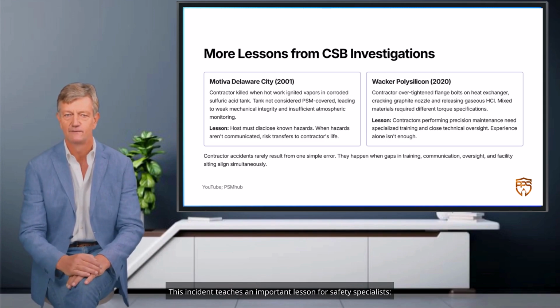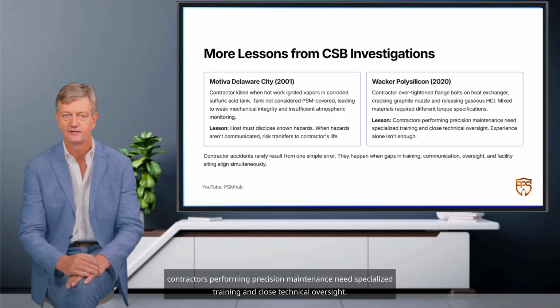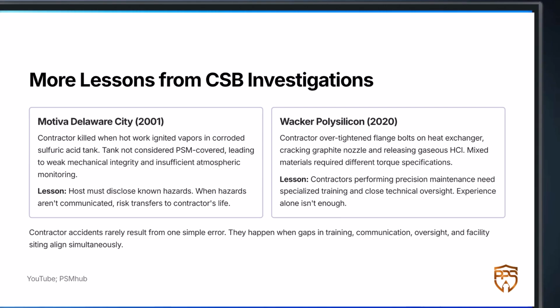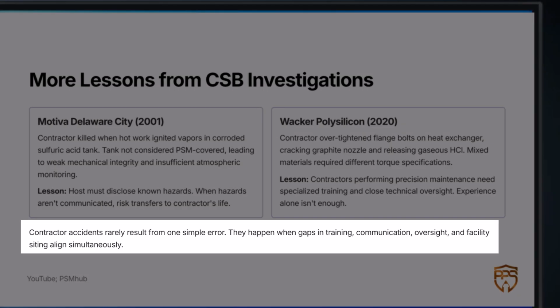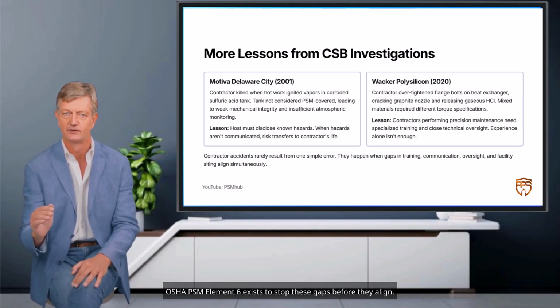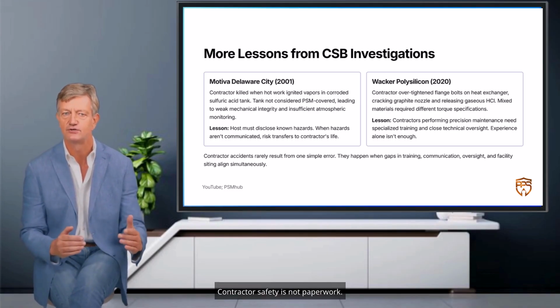This incident teaches an important lesson for safety specialists. Contractors performing precision maintenance need specialized training and close technical oversight. Experience alone is not enough when equipment materials are unusual or sensitive. The key takeaway from CSB investigations is clear. Contractor accidents are rarely caused by one simple error. They happen when gaps in training, communication, oversight, and facility siting come together at the same time. OSHA PSM Element 6 exists to stop these gaps before they align. Contractor safety is not paperwork. It is a life-saving barrier.